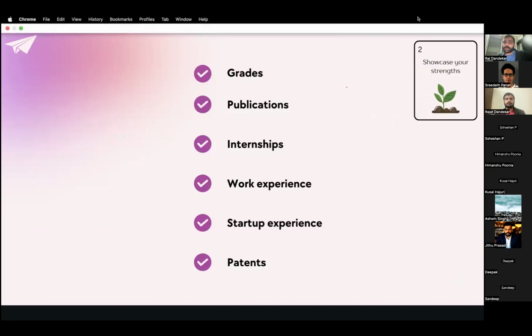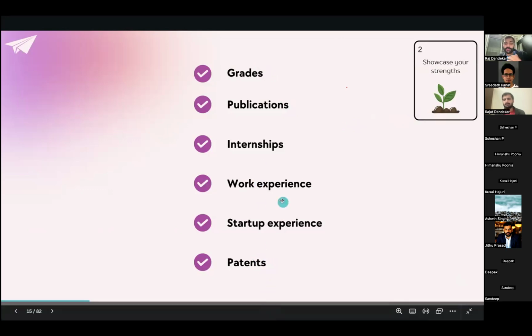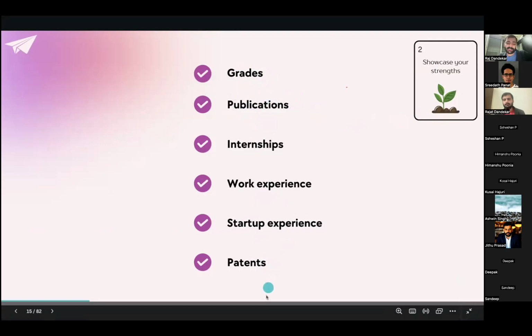Then the second thing is showcasing your strengths. In the SOPs which we have seen so far, all of these are very strong points to mention in your SOP. First is of course your GPA, second is publications, internships, work experience, startup experience, and patents. Grades and publications are the two most important things which can be huge points of strength in your application. Even if the grades are not that high, you can compensate for it by having very impactful publications on your profile.